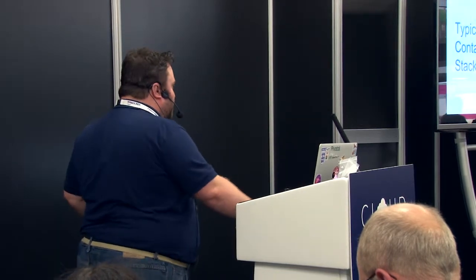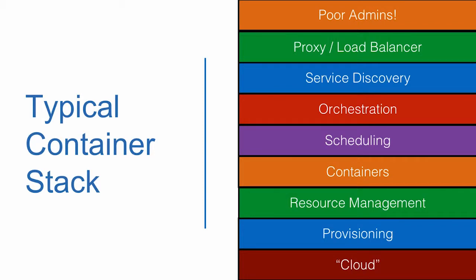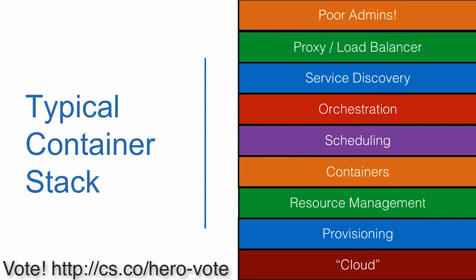So again, for those of you that were in my talk earlier, you'd have seen me put something like this on. Is this familiar to all of you, what a typical container stack might look like? Where I've got some kind of cloud here at the bottom. I've got provisioning, resource management, scheduling, orchestration, service discovery, load balancing, and then some very upset administrators on the top who've got to manage all of this crap.